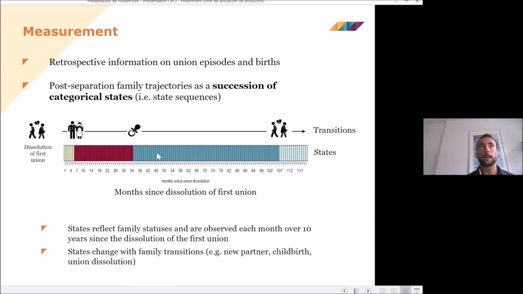You can see this bar here. This is an example of a fictional sequence for the family trajectory of an individual, and it starts at the month the union was dissolved. And here you have 120 boxes for the family states each month for over 10 years. As you can see here, there are different colors which represent different family states, and changes in colors represent a family transition. So in this example, you can see that the individual repartners a few months after the separation, has a child a couple of years later, and then about 7 or 8 years later dissolves this union.